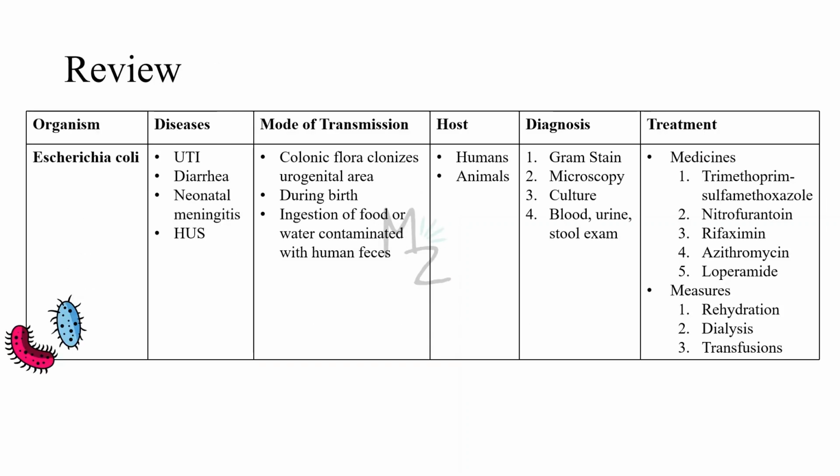Alright guys, let's review everything really quick. The organism we discussed today is E. coli. It's responsible for causing UTIs, diarrhea that can be bloody or watery, neonatal meningitis, sepsis, and HUS, hemolytic uremic syndrome. It is transmitted when the colonic flora colonizes the urogenital area, during birth, ingestion of food or water contaminated with human feces, and also contact with animals. Its hosts are humans. It's part of the normal colonic flora of humans, and also its hosts are animals.